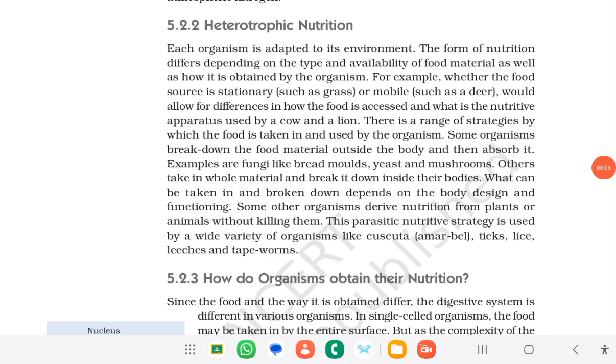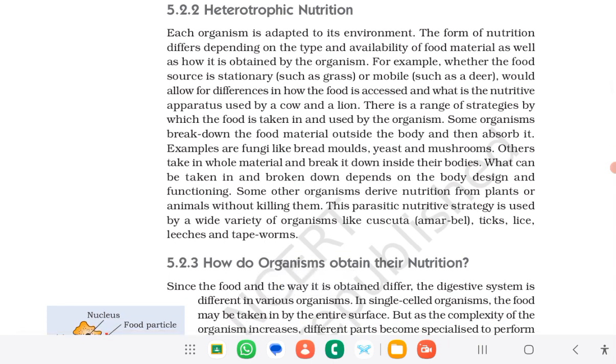Heterotrophic nutrition. Each organism is adapted to its environment. The form of nutrition differs depending on the type and availability of food material as well as how it is obtained by the organism. For example, whether the food source is stationary, such as grass, or mobile, such as deer, would allow for differences in how the food is accessed and what nutritive apparatus is used by a cow and a lion.